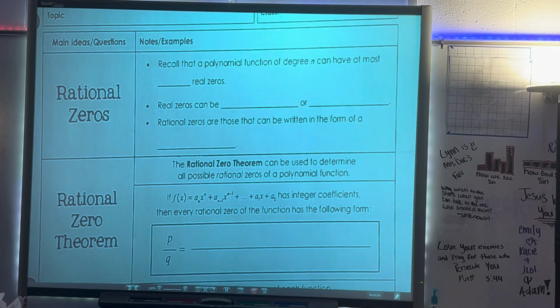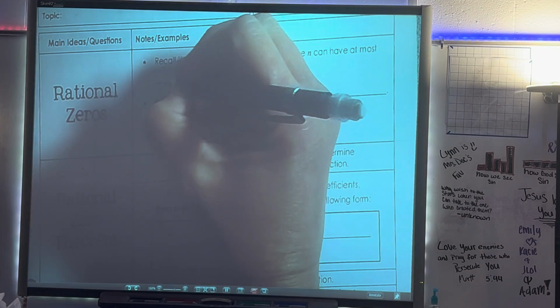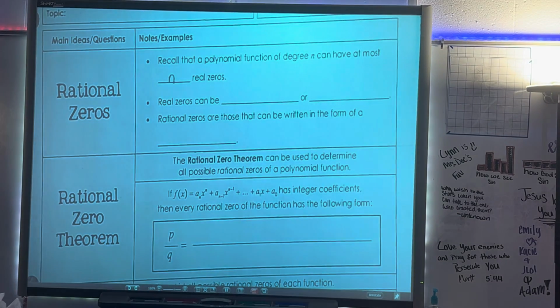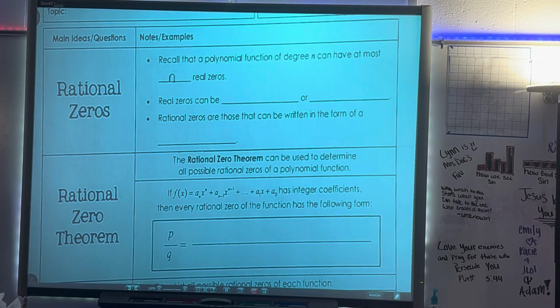So we're looking at the rational zero theorem. If you remember, if we have a polynomial function of degree n, then it's going to have n zeros. So if it's x to the fifth, it should have 5 zeros. Okay there? All right.